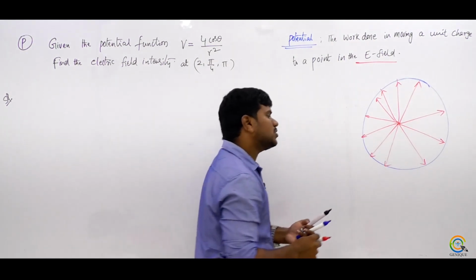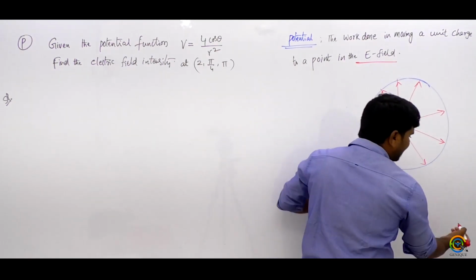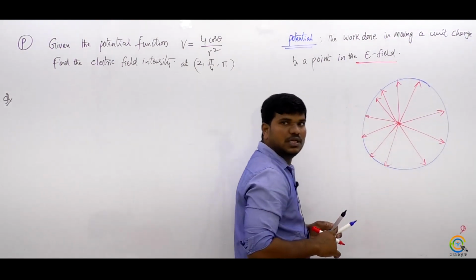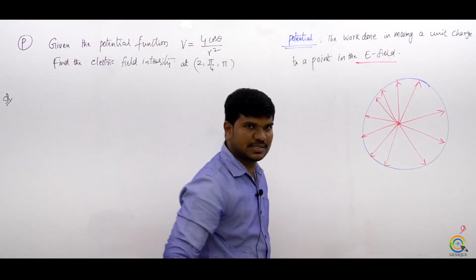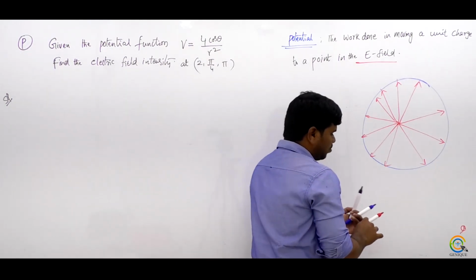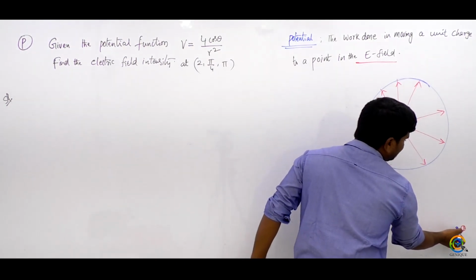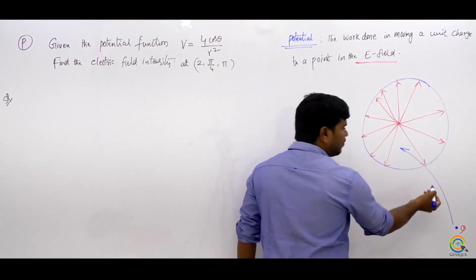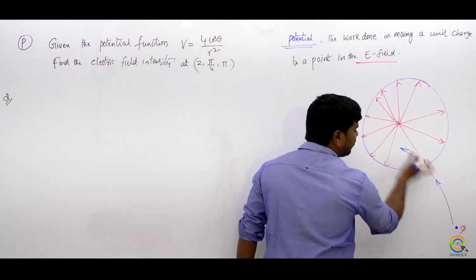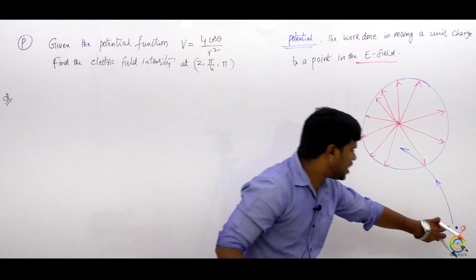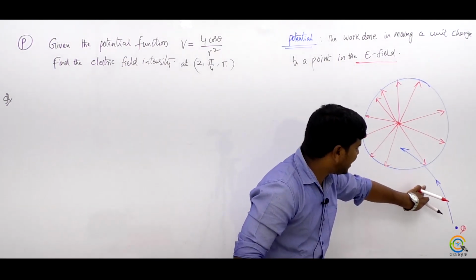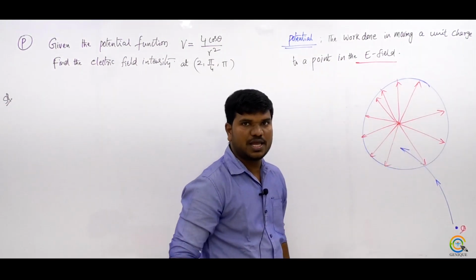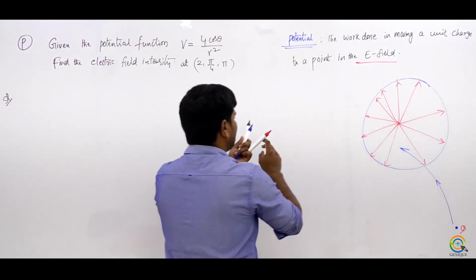Okay, so suppose one charge is there. Let us suppose some unit charge, some Q. Okay, I want to move this point charge to this place. The work done in moving is in this direction. So to move this charge opposite to the field direction, I have to do some work to move this. Okay, so that work is called the potential.